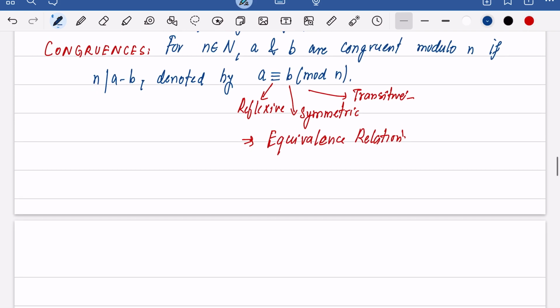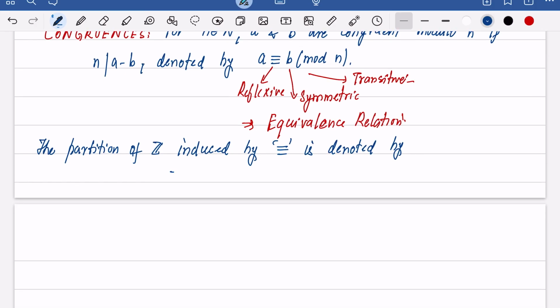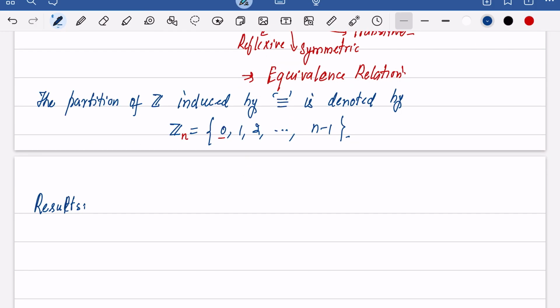The relation of congruence is an equivalence relation, and the partition of Z induced by this relation of congruence is denoted by Zn. So this is the set of sets: 0, 1, 2, and so on up to n minus 1. So this is the list of all partitions. Actually the 0 here denotes the set of all integers which leave the remainder 0 when divided by n. 1 denotes the set of all integers which leave the remainder 1 when divided by n, and so on. As we know, if we divide integers by n, there are n possible different remainders. So the list of all those remainders is mentioned in Zn, which we call the set of integers modulo n.